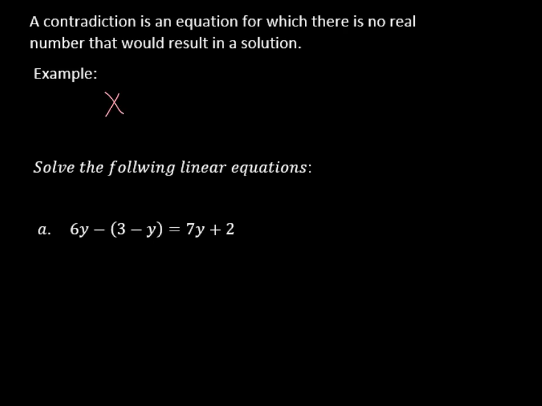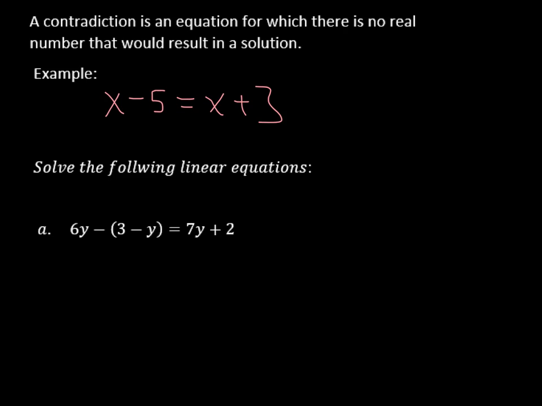So let's take a look at an example of this. Let's say we have x minus 5 equals x plus 3. You see that if I put, let's say, 1 in for x, we're going to get negative 4 on the left-hand side and positive 4 on the right, so that's not going to work. If we put 5 in, we're going to get 0 and 8. You see, nothing's really going to work.